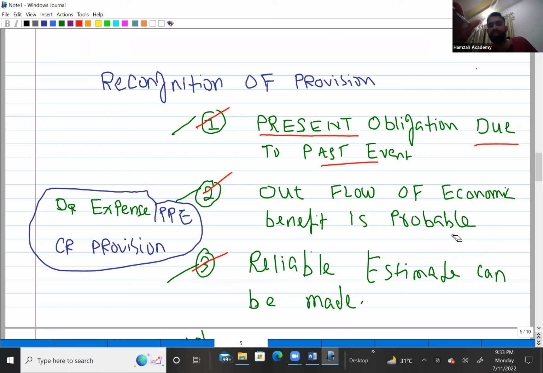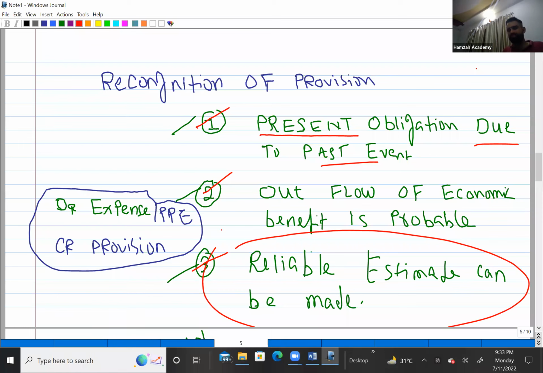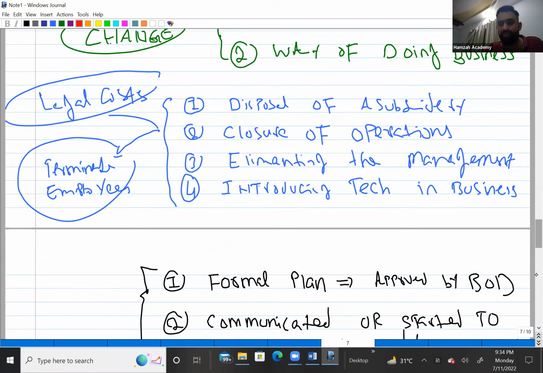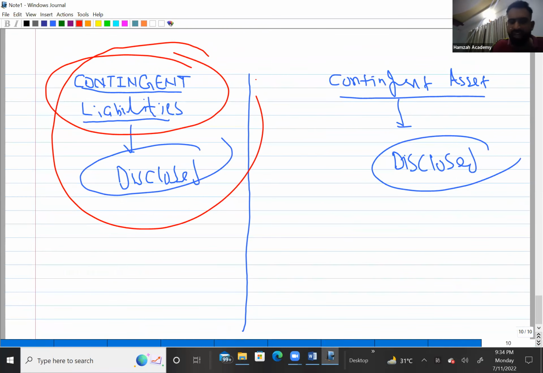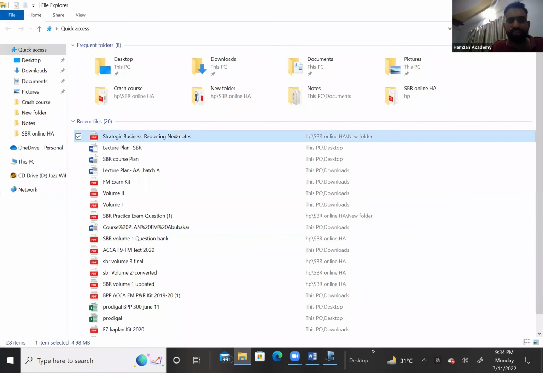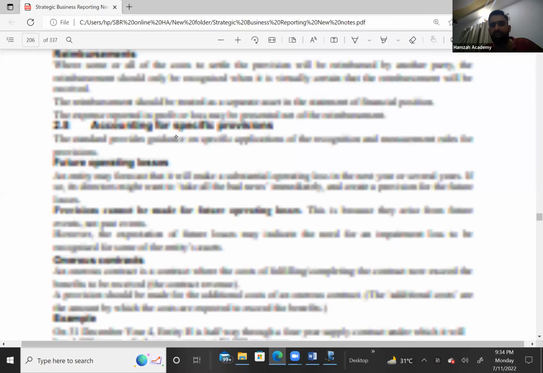That was the second scenario of the contingent liability. First condition is met, second condition is not met. Number 3, there is a present obligation due to a past event. Outflow of economic benefit is also probable, but the reliable estimate cannot be made. In that case also, we will not recognize a provision. We will give only a disclosure of a contingent liability. So if any of the criteria is not fulfilled for the provision recognition, we will only disclose the contingent liability. We are not going to recognize any provision.